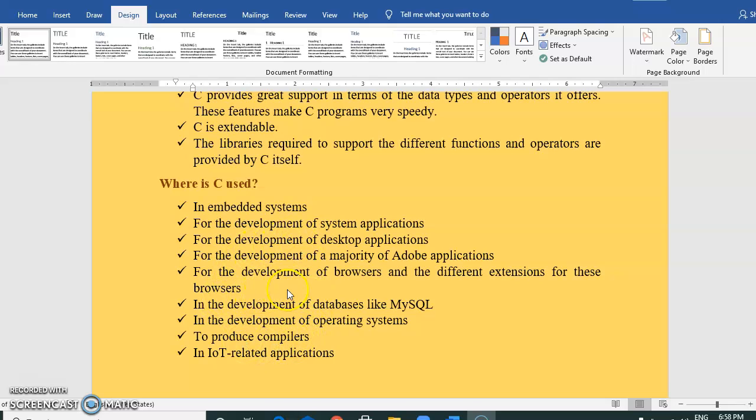So in these systems, C programming is majorly used. So friends, this is the basic language, and if you learn this basic language, then you can learn other languages easily. So friends, that's my purpose.